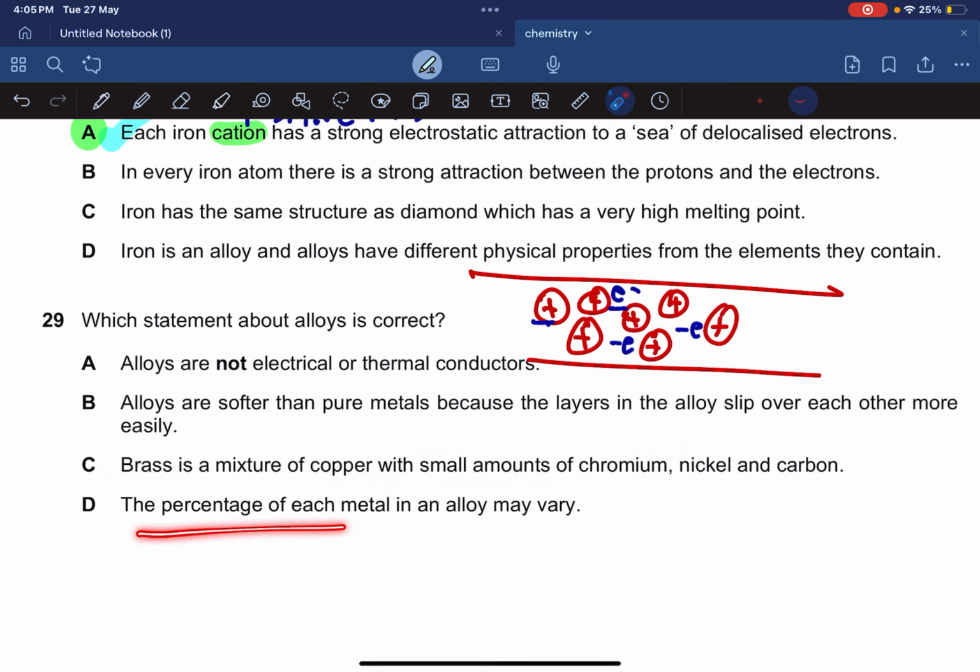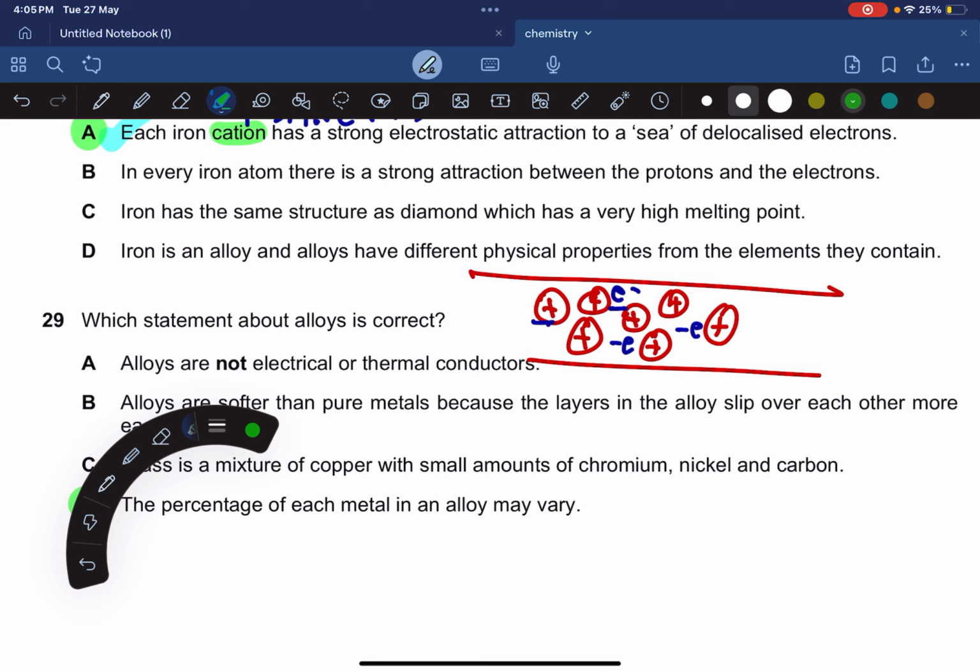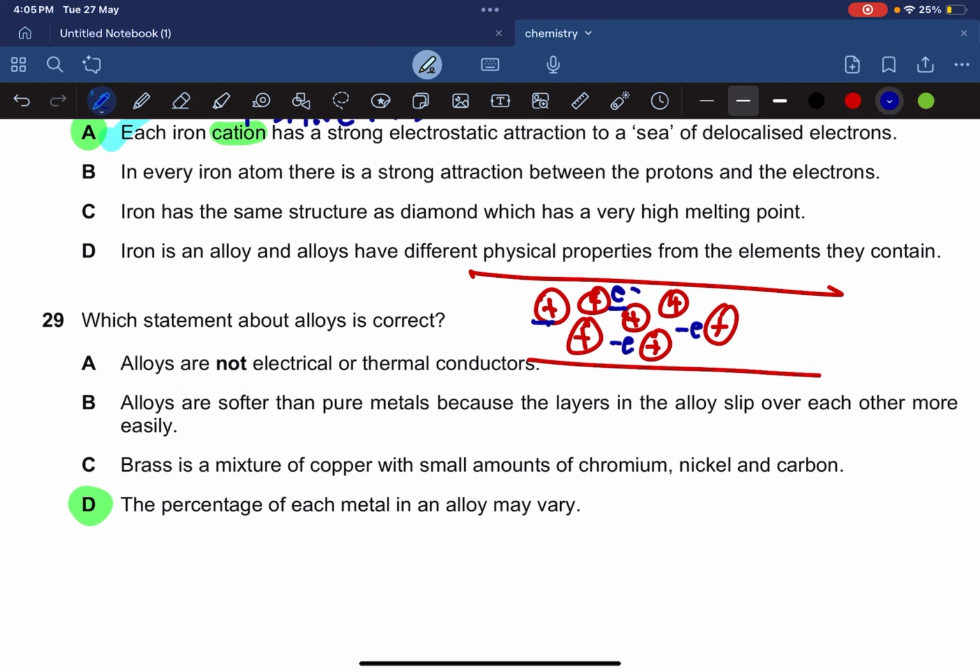The percentage of each metal in an alloy may vary. That's extremely correct. Remember that whenever we are making mixtures, an alloy is a mixture of metals. Whenever we are making mixtures, the ratio is not fixed. That's why I said that mixtures cannot have proper formulas. Why? Because the ratio can change. In a compound, for example calcium chloride, you should have a fixed amount of calcium and chlorine to make it. But for a mixture, you can add variable amounts of calcium and chlorine. So things can vary in a mixture. And alloys are just mixtures of your metals with other elements.